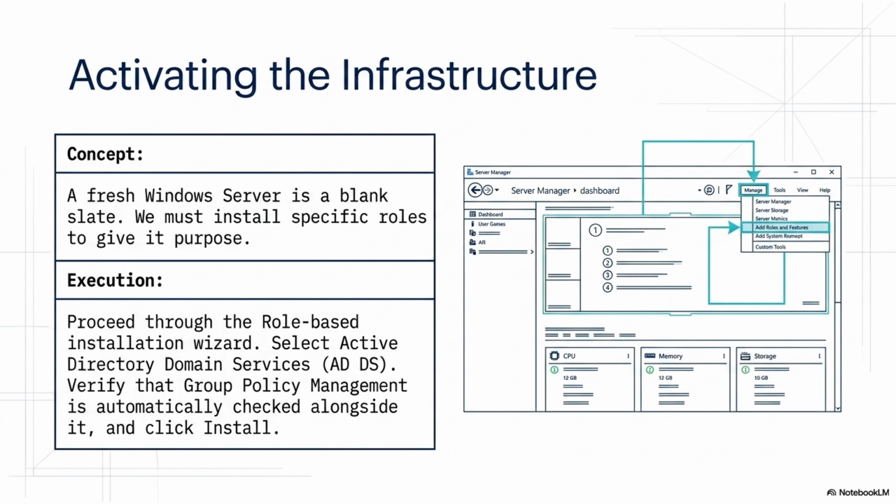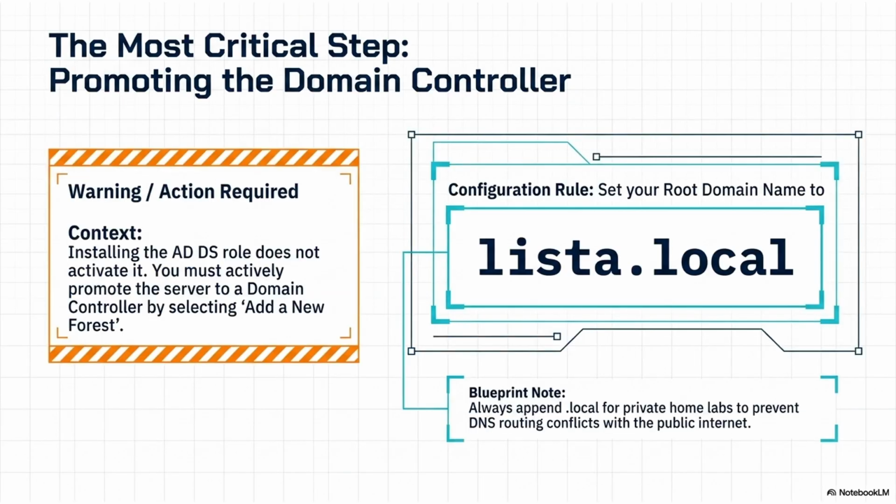Alright, on this part we'll be activating the infrastructure. A fresh server is basically a blank slate. To give it purpose, you must install Active Directory Domain Services, ADDS, as some people would call it. ADDS manages user identities and network security, turning your blank server into a powerful domain controller. In Server Manager, you go to Manage, and then you go to Add Roles and Features. Right, let's go to the next one.